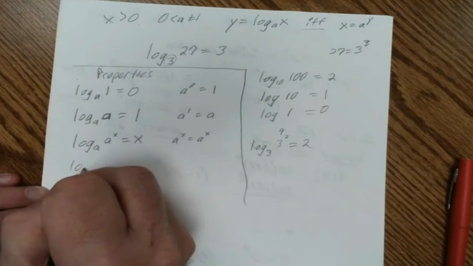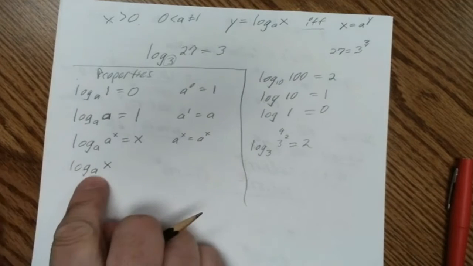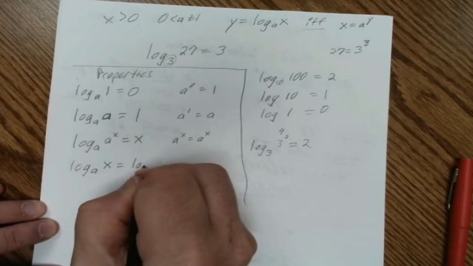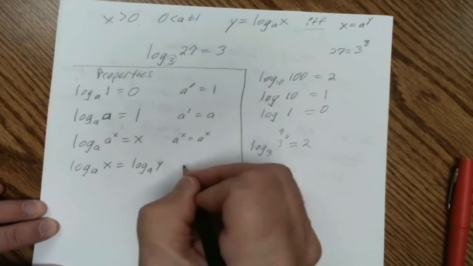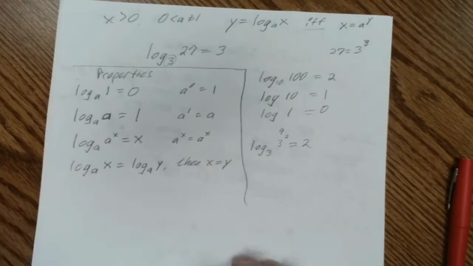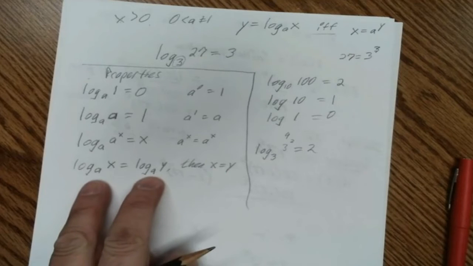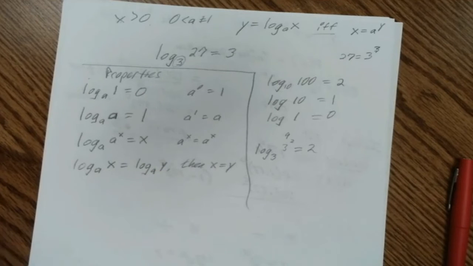And here's one more. Log a of x equals log a of y. If that's true, then x equals y. So if log a of x equals log a of y, and they have the same base, so both log a, then x must equal y. If these are equal, those have to be equal. That's kind of common sense, but it's one of the properties that we need to be aware of.